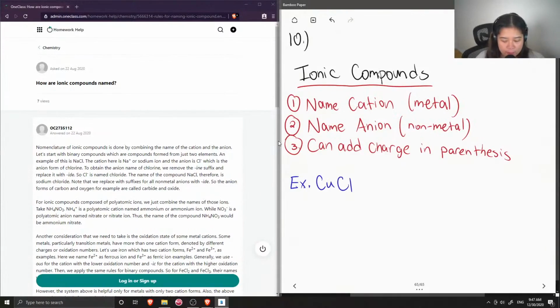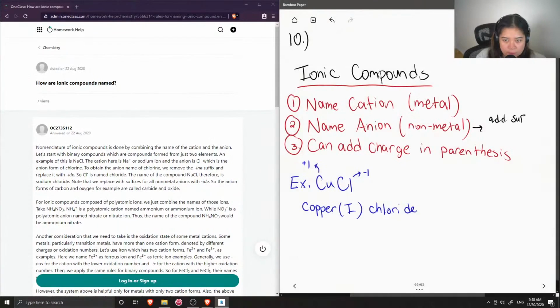Let's say we had one copper and one chlorine. The oxidation number for chlorine is -1. So this means that the oxidation number of copper is +1. So the name of this compound is copper 1 and then chloride. So when we name our anion, we add the suffix of "ide."